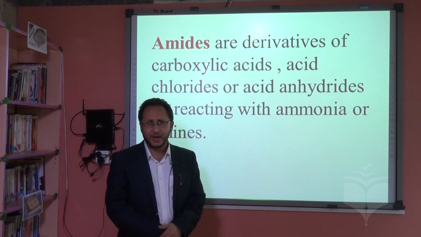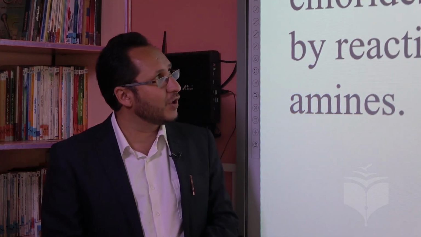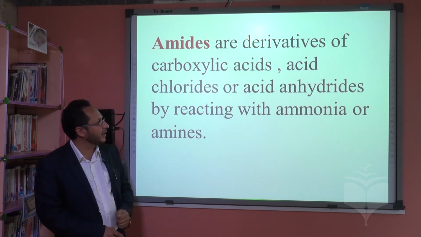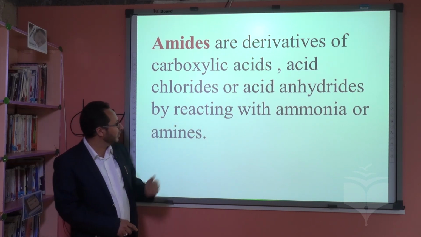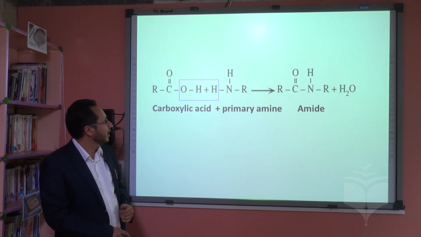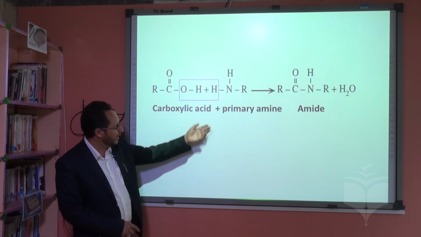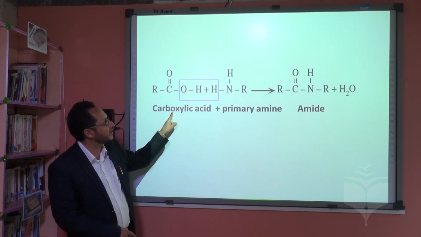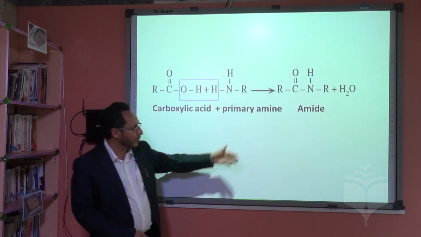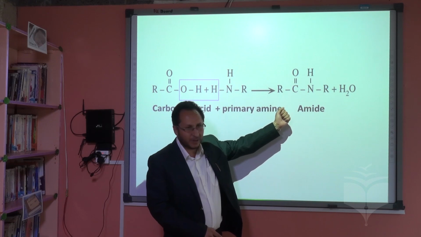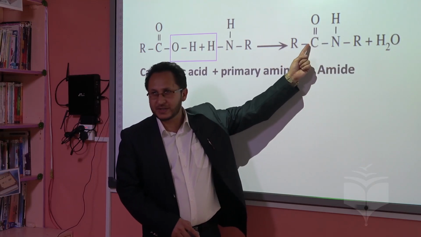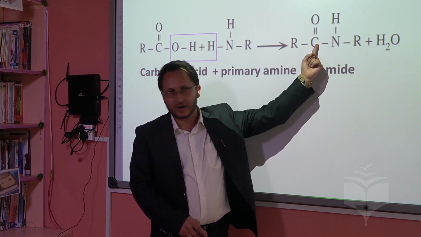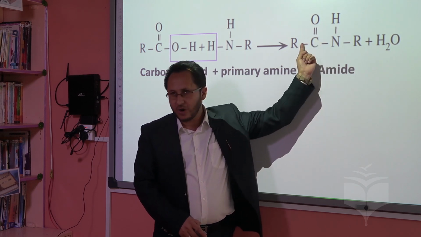Now, what are the amides? Amides are derivatives of carboxylic acid or acid anhydrides, by reacting with ammonia or with amines. This is the carboxylic acid, and this is the primary amine. If you take OH from the carboxylic acid and H from the amine, we will get the monosubstituted amide. So this is C double bond O NH, the functional group of amide. You can write it C double bond O NH or CONH.